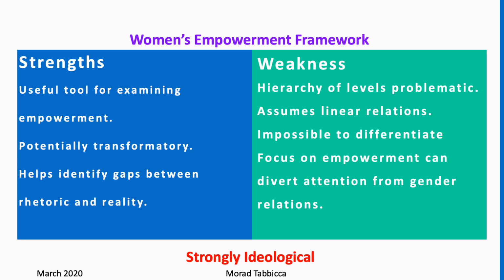Also, another weakness of this framework is that the distinction between the levels is very hard to delineate. Is there a clear distinction between control and participation? Where does control begin and where does participation end, for instance? It's a bit difficult to delineate the barriers between the levels of equality, because in practice you realize that it flows. So you may have some participation and some control. It's a bit blurred, the lines between these levels of equality.